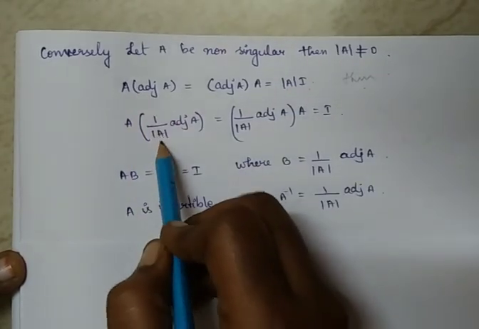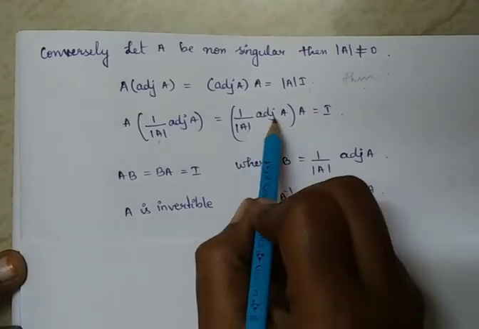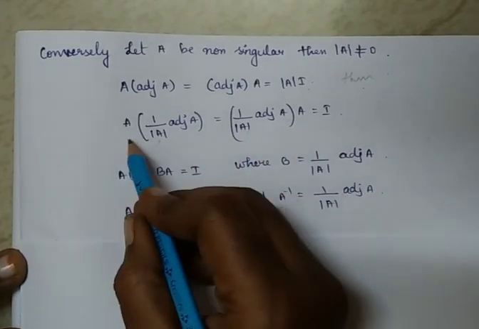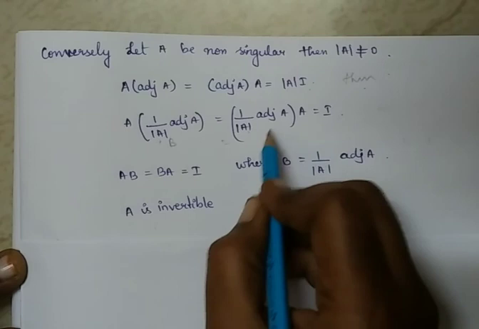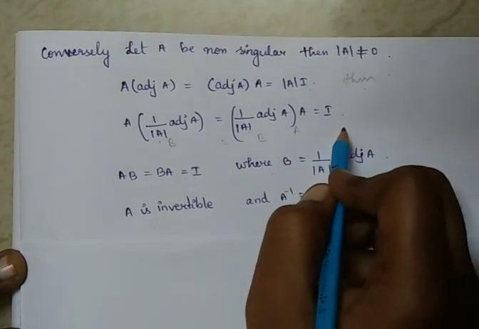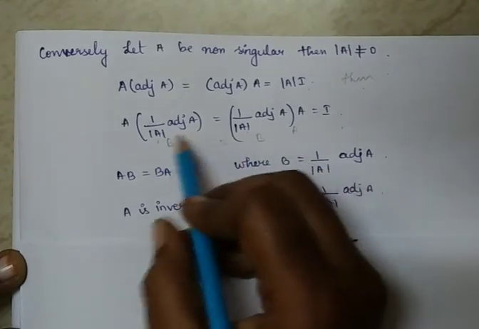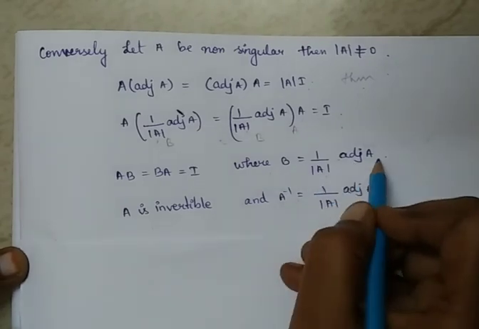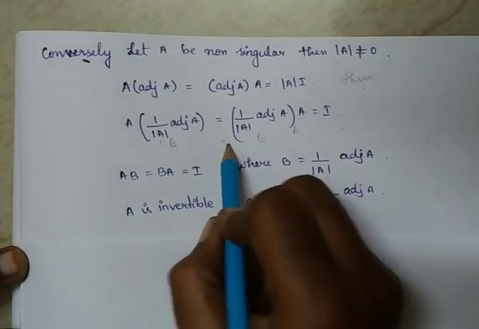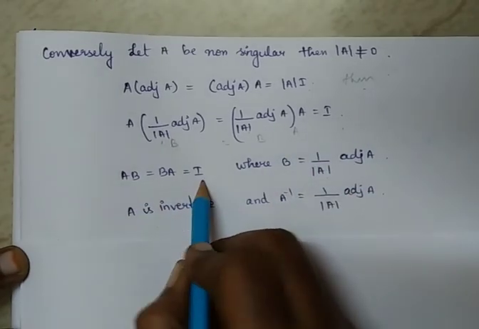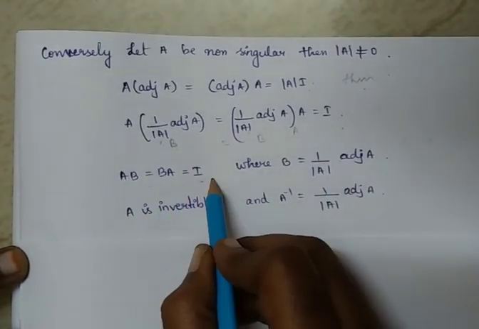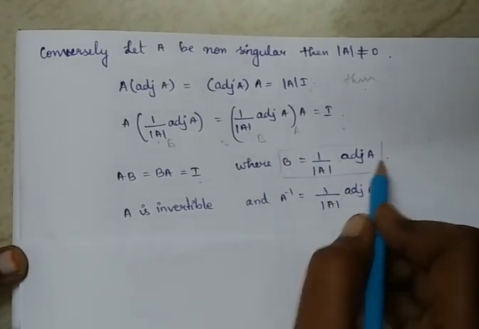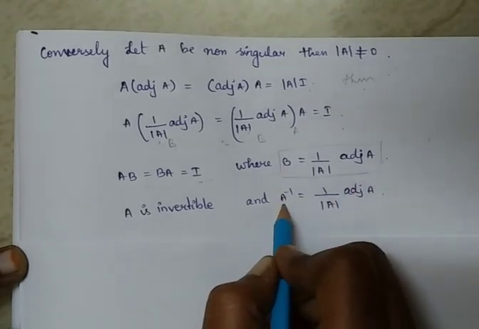So it will be 1 by determinant A into adjoint A into A equal to I. Now this is nothing but of the form A into B equal to B into A equal to I. So we can replace this as B as a single value. So B is equal to 1 by determinant of A into adjoint A. So A into B equal to B into A is equal to I. Now if this is so, taking B is equal to 1 by determinant A into adjoint A, B is nothing but A inverse, just now we have seen.